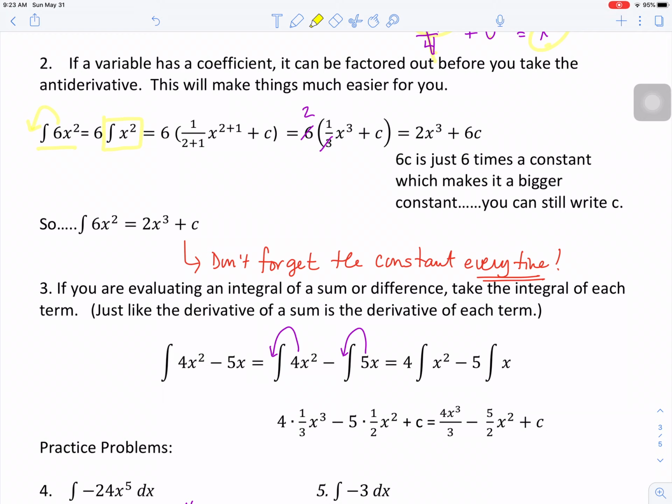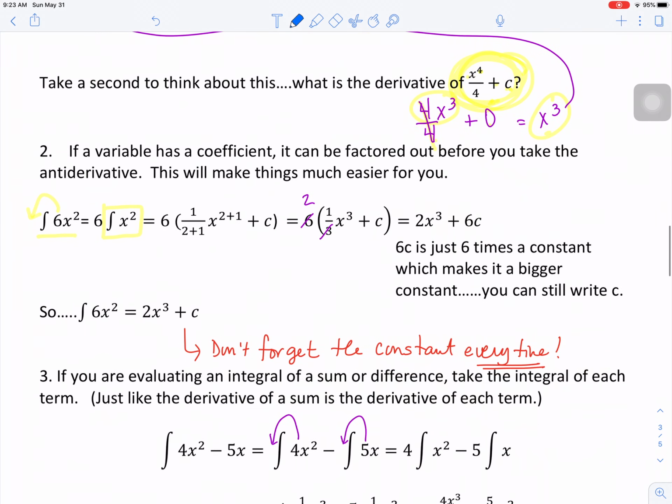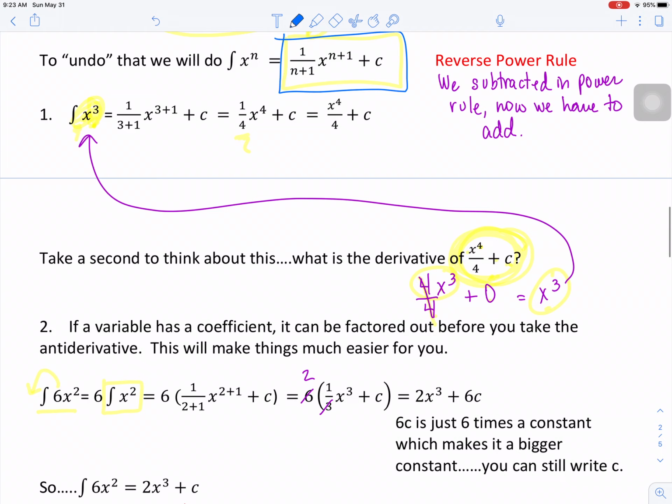Okay. Now, you're going to use this sort of formula here. See it? That's what you're going to use. That's what I used here. So I have n equals 2 here. So I do 6 times 1 over 2 plus 1. I'm adding to the exponent, and I'm adding to the exponent, okay? I'm adding it in the denominator here and here, plus c. So that comes out to 6 times 1/3 x cubed plus c.